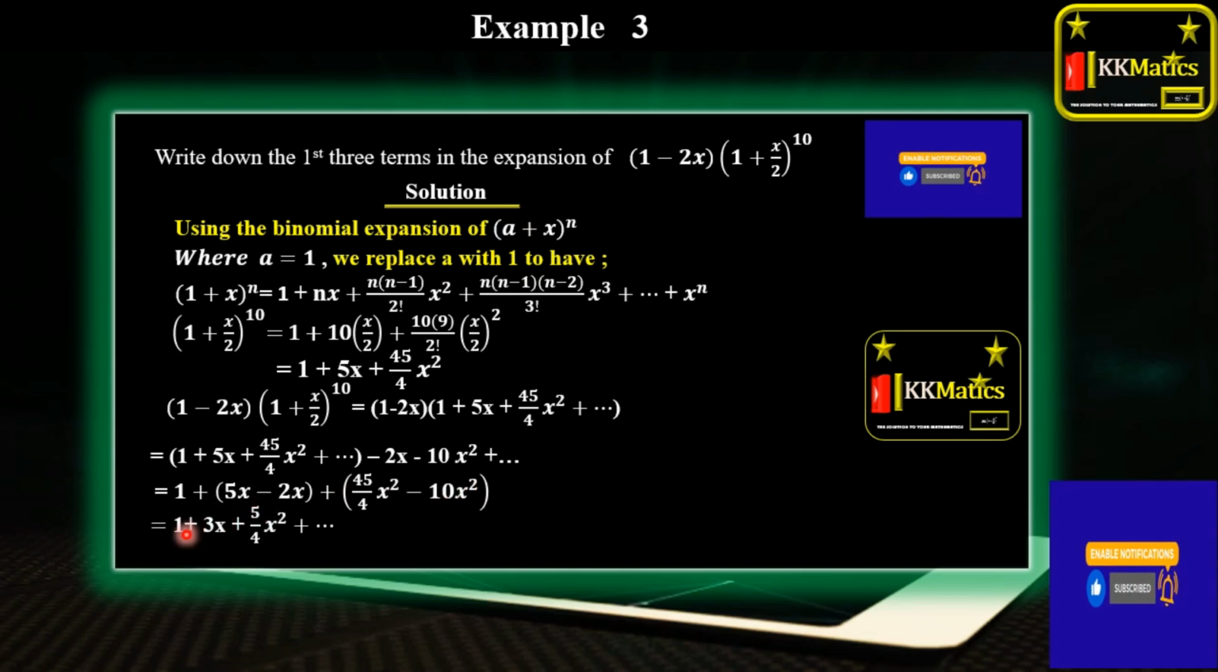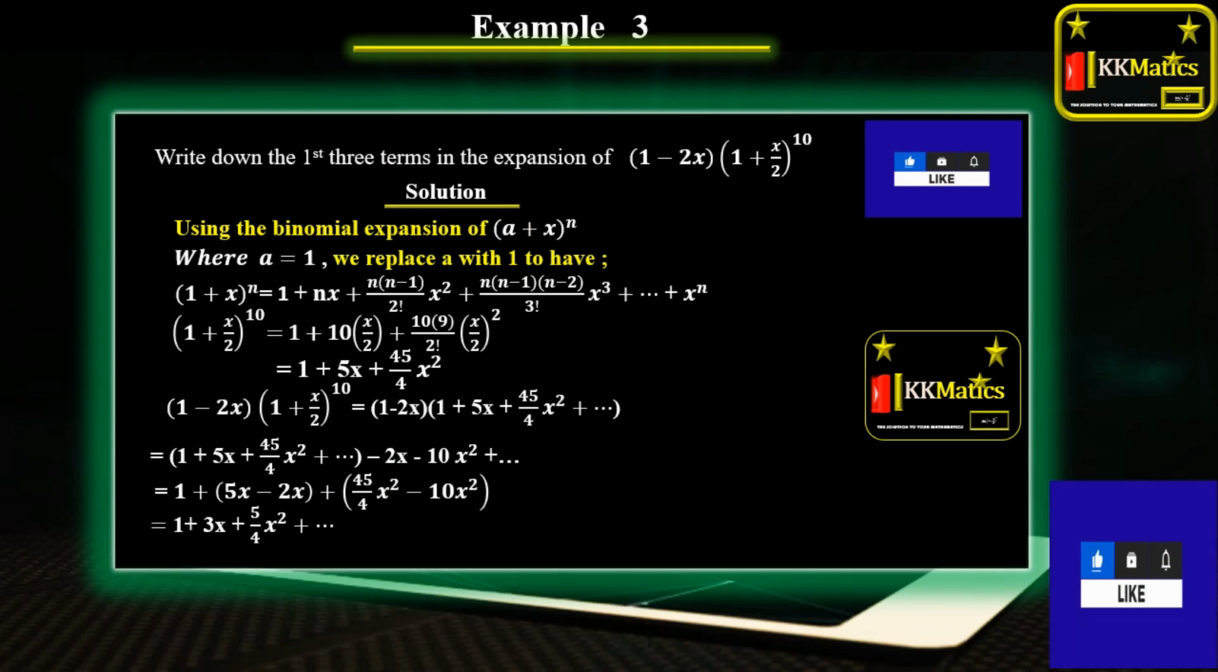So 1 plus 3x, okay, 5x minus 2x is 3x. And this expression gives us 5 divided by 4 multiplied to x raised to the power 2. We don't want to continue with the next terms because the question says we are to write down the first 3 terms of the expansion. So we've done that, and voila, there it is. Move on to example 4.